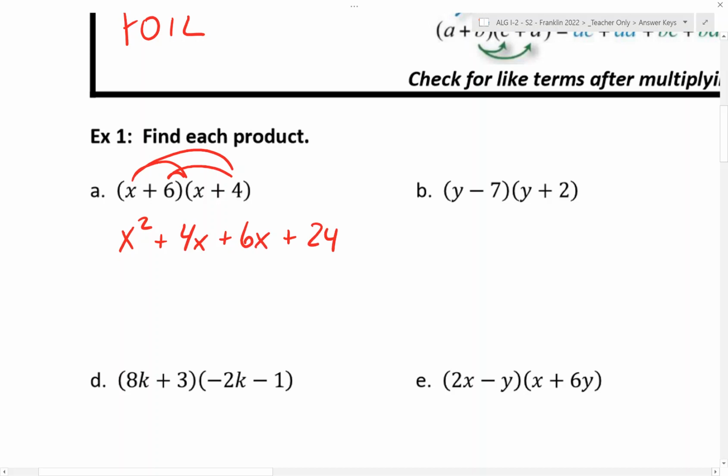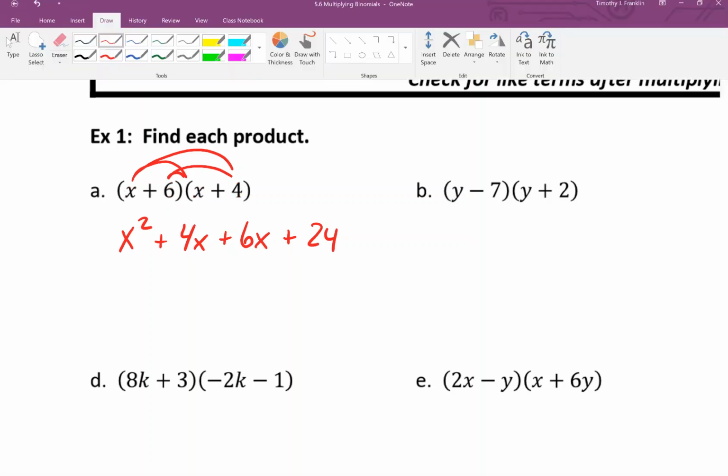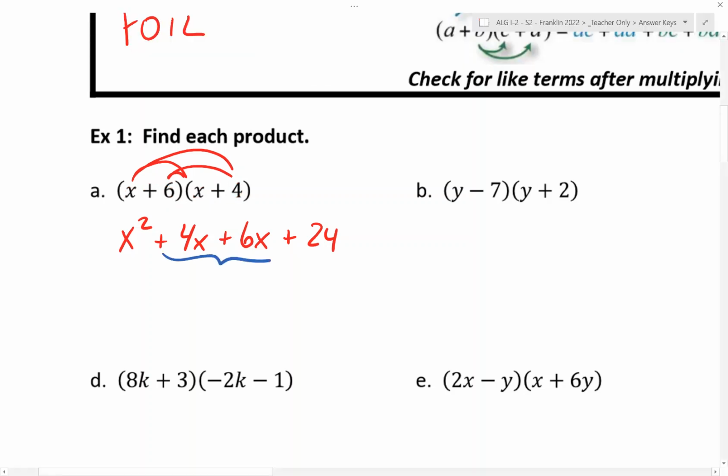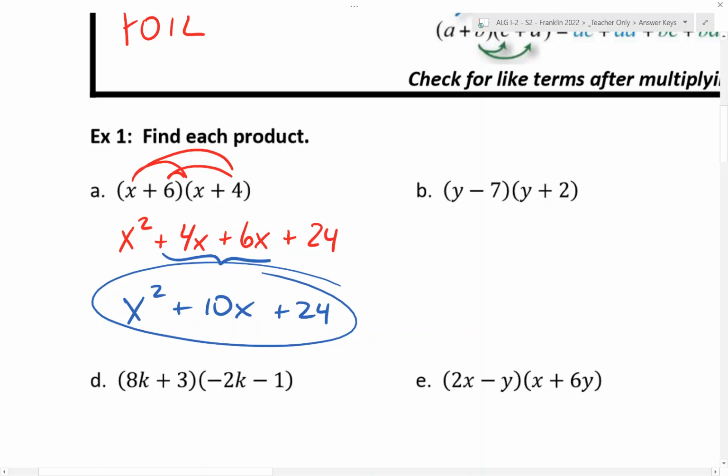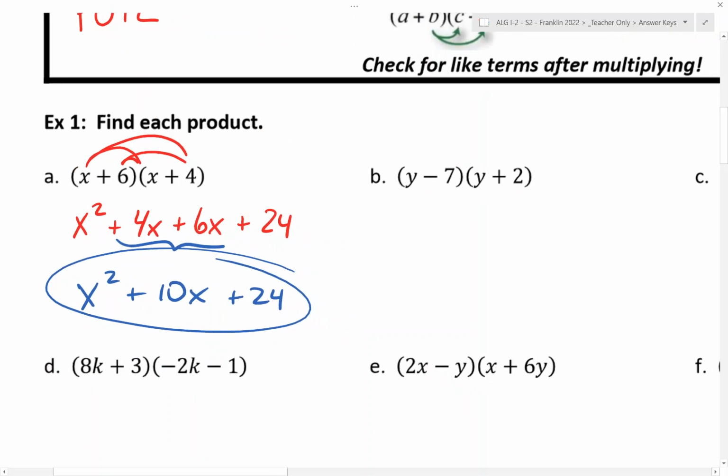We end up with 4 terms, which makes sense because 2 terms times 2 terms is 4 terms. But now we can simplify a little bit here by combining like terms. So x squared plus 10x plus 24 is our final polynomial. That is simplified there. We've multiplied through, combined like terms, and that's what we end up with.